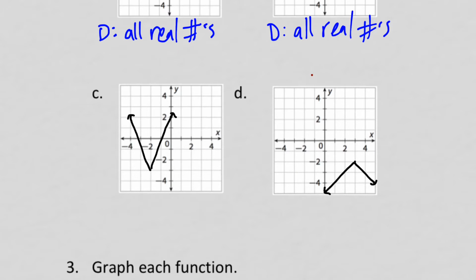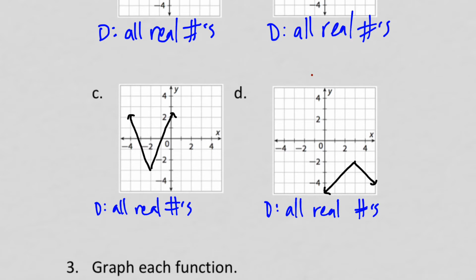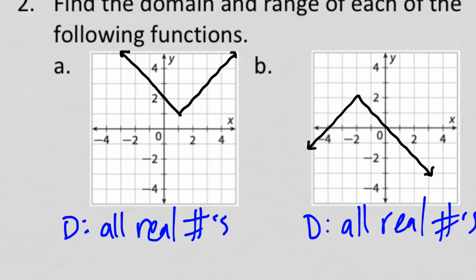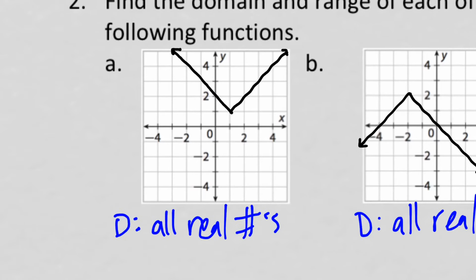So the domain for all of these is going to be all real numbers. All of them have the same domain. That's always the case for absolute value functions. The range, however, is different. For the range, what you need to do is identify where the vertex is, which is right here, right? That point of the graph, that's called the vertex. Identify what that is. In this case, it's (1, 1).